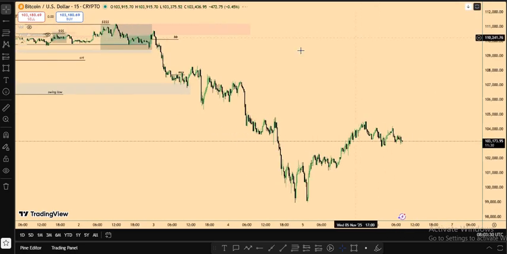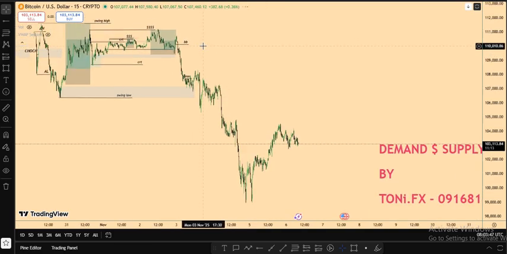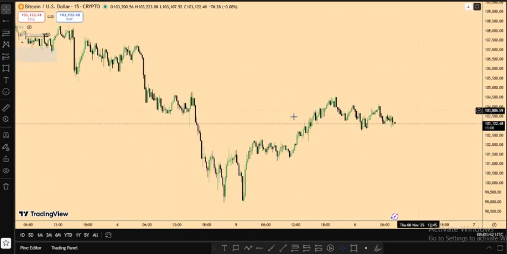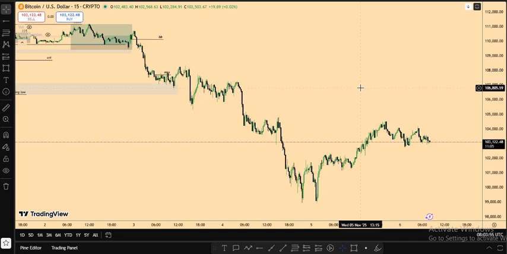So let's dive right in. This is demand. We're going to use BTC for supply, and then we're going to use another pair for demand, because BTC is on a downtrend, as we can see right here. Okay. So let's start from here.